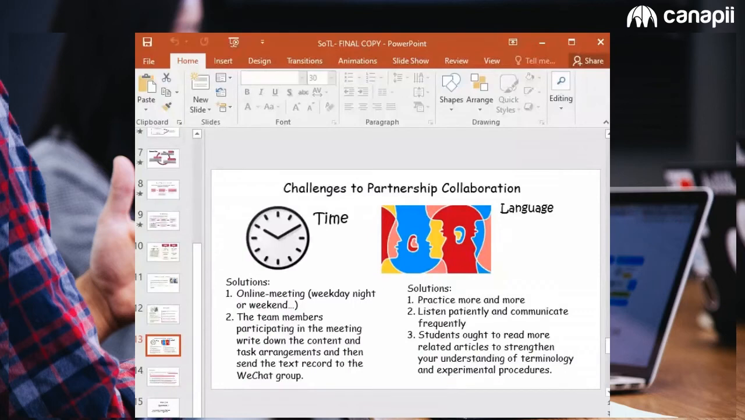And there was another challenge, language. Some students in the research group were hesitant to talk because of limited English speaking abilities. And how did we overcome this? We have Lulu and a few other students who are pretty fluent in English. We tried to bring them over and then engage other students as well.